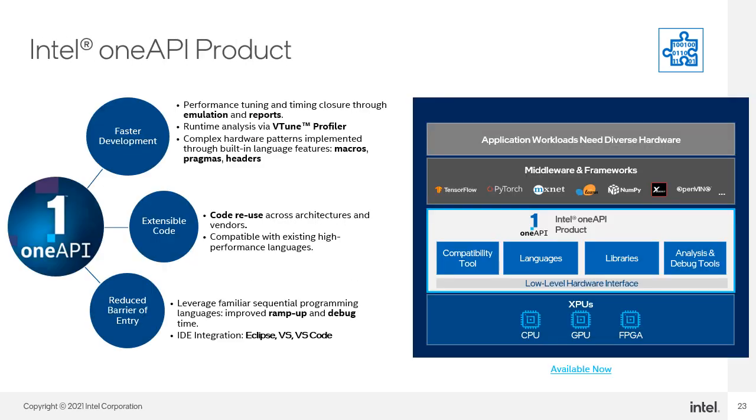With the One API programming model, developers can iterate and complete POC designs quicker through emulation and reports, by performing functional verification and performance tuning respectively, before having to perform a long hardware compilation. Get runtime data across their host and accelerators through VTune. Reuse source code across multiple hardware architectures and vendor platforms. Note, code will need optimization to be performant on a different architecture. Debug and train new developers faster due to the commonality of sequential programming languages.